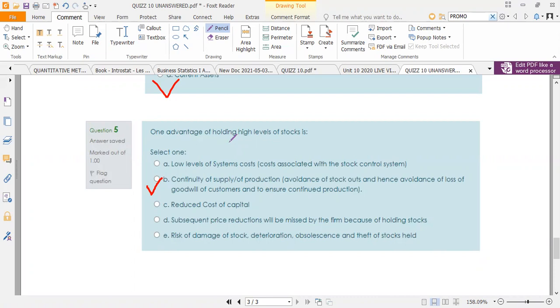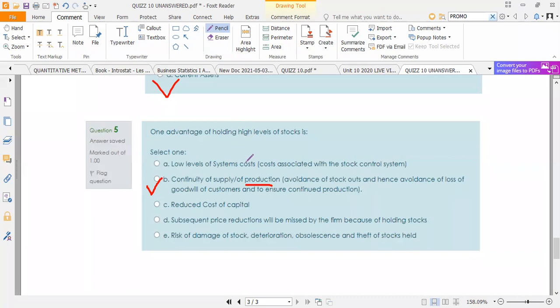Security, keeping the stock, the risk of the goods being outdated or expired, and also other costs of handling. But again, it is important to level up on the quantity of stock that you keep as a firm, because if you don't have stock, you end up with the shortage cost. The shortage cost has a lot of associated setbacks in production. For instance, it will delay production. So holding stock will ensure the continuity of production.